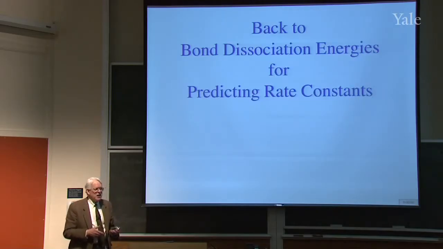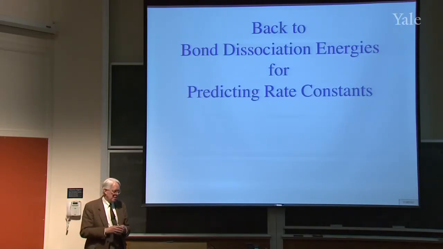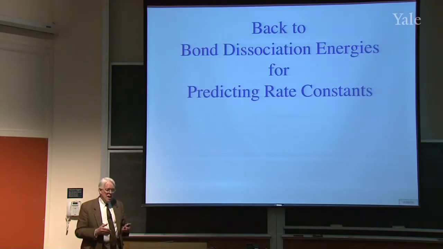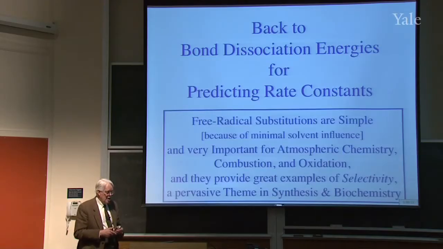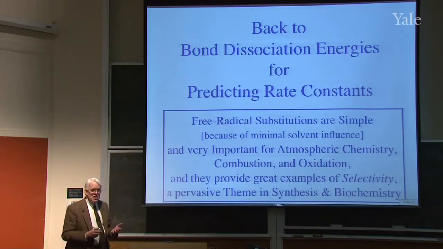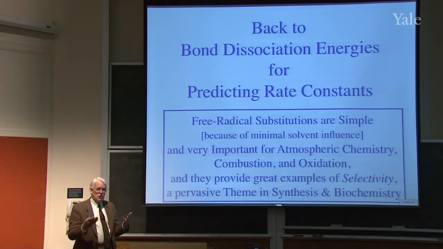Okay, so now back to the reaction we're talking about, which is bond dissociation to generate free radicals. The reason we're talking about that is to try to figure out how you can predict rate constants from things we already know. So we're studying free radical substitutions for this purpose because A, they're simple. There's minimal influence from the solvent, so you can just look at the molecules that are doing the reaction and try to understand the rates.